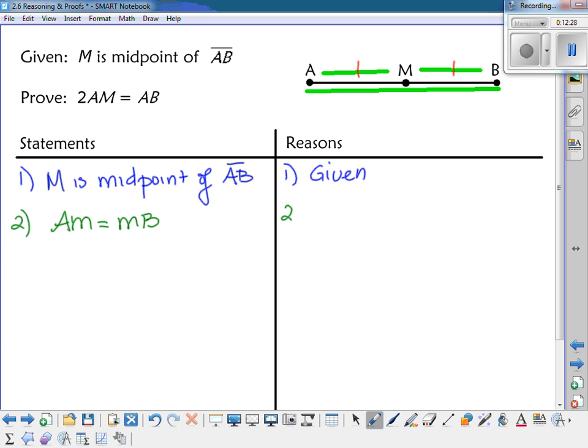How did I know that? Well, that's what it means to be a midpoint. So if you find yourself saying, well, that's what it means to be a midpoint, or that's what it means for whatever situation, chances are it's a definition. In this case, the definition of a midpoint. So that's my reason. By the definition of a midpoint, I know that AM equals MB.